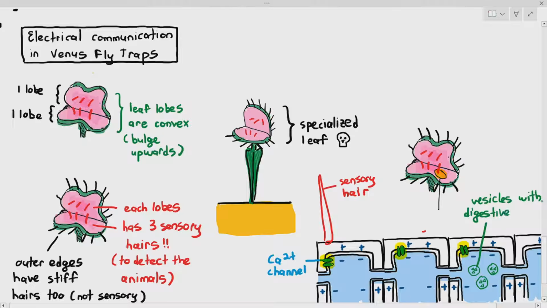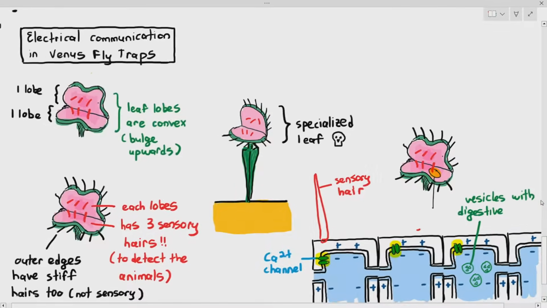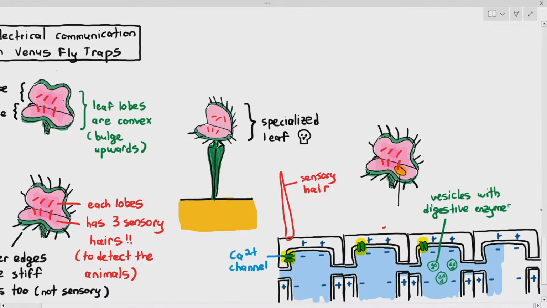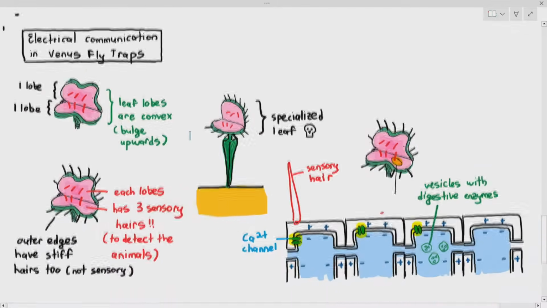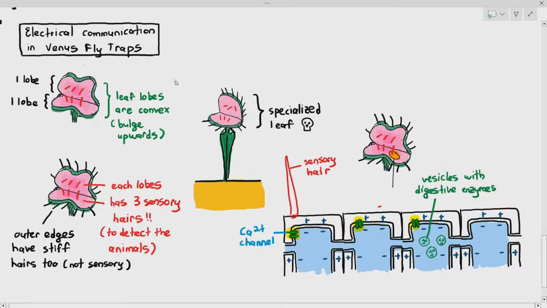Now, why do they need to contain vesicles with digestive enzymes? Well, obviously, once they trap the insects, they have to digest it to get the nitrogen. That's kind of badass, isn't it?